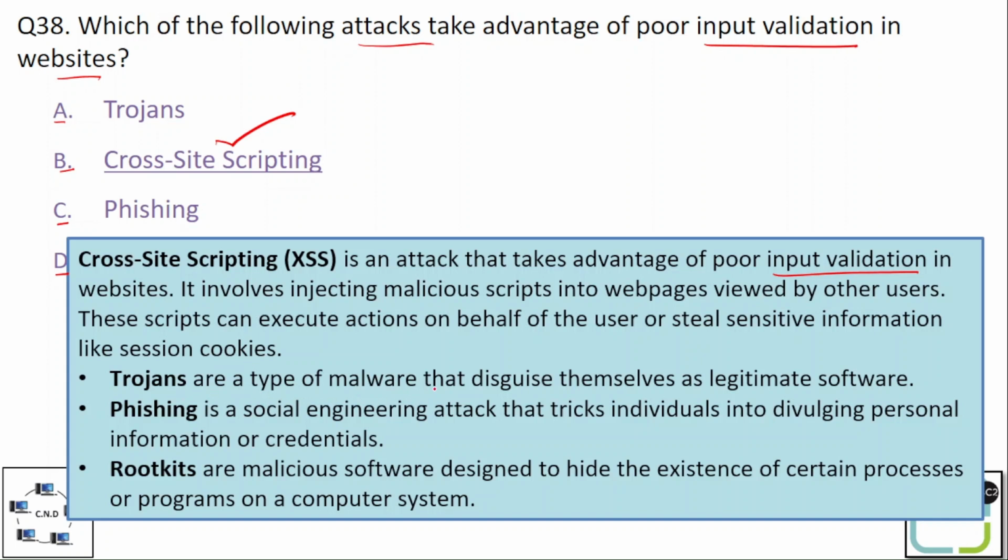Trojans are a type of malware that disguises itself as legitimate software. Phishing is a social engineering attack that tricks individuals into divulging personal information or credentials. And rootkits are malicious software designed to hide the existence of certain processes or programs on a computer system.